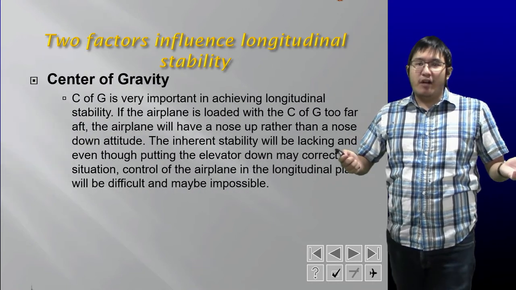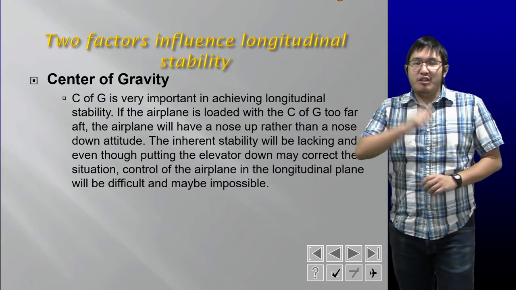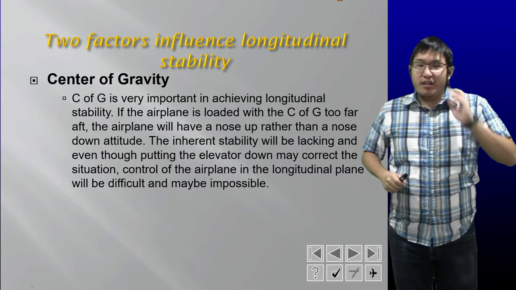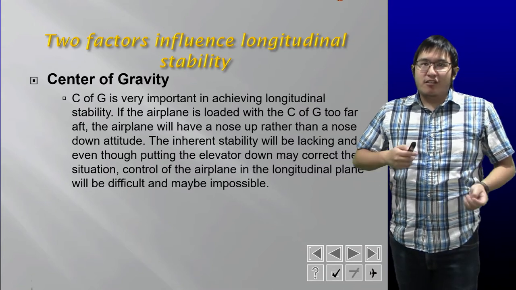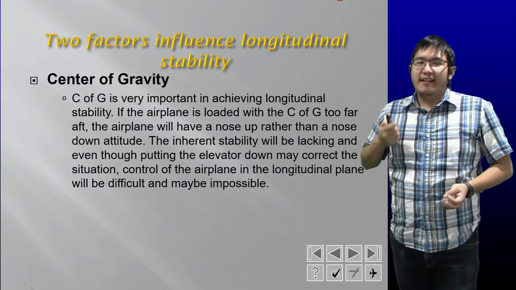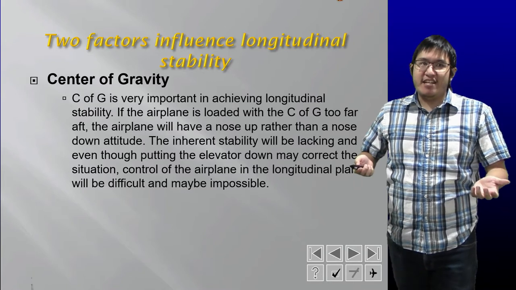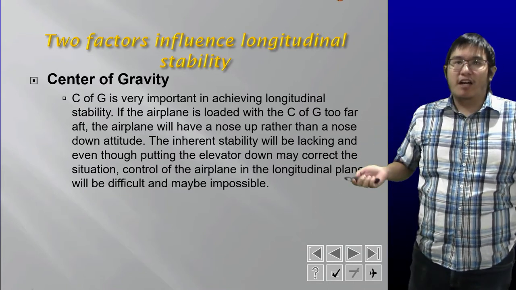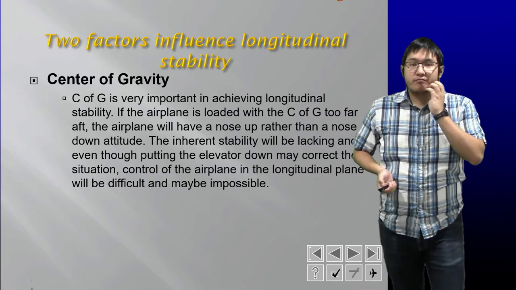Next is the center of gravity. So this is really very important when it comes to longitudinal stability. Where the center of gravity is located, whether forward or aft, which can be changed by the way the aircraft is loaded, can really affect how the airplane behaves.